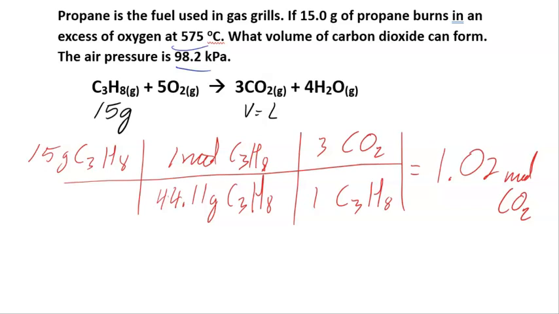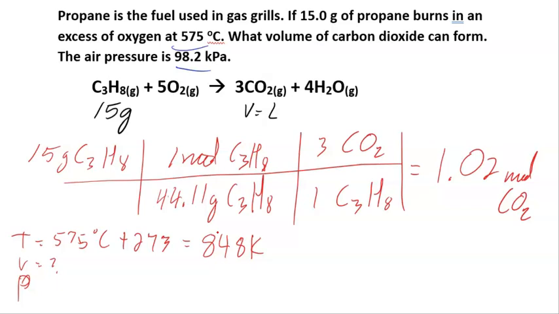And now we're going to just use algebra and use PV = nRT because it's not at STP. So we have temperature is going to be 575. However, it needs to be in Kelvin, so we're going to add 273 to it. We get 848 Kelvin. The volume is the question, so we're just kind of using this guess method. The pressure is 98.2. We're going to have R equals 8.31, and we're going to have n equal to 1.02 moles.